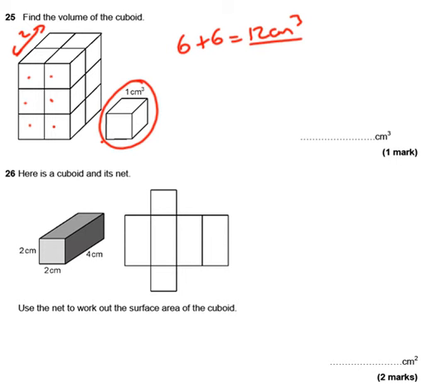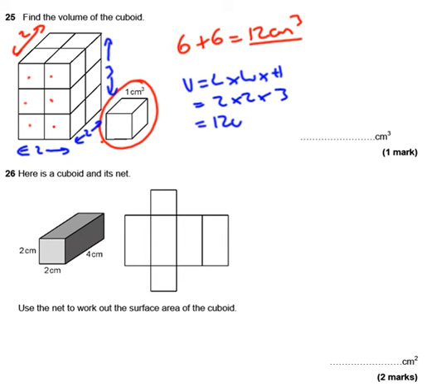Now if you used a formula to work out the volume of a cuboid, the formula that you would use is volume equals length times width times height. The length, width and height: there's 2 that way, there's 2 that way, and there's 3 that way. So you could do 2 times 2 times 3 in any order. 2 times 2 is 4, 4 times 3 is 12. So whichever way you did it, you should have got 12 centimeter cubed. Let's make that 3 a bit smaller so it looks like a cubed. So 12 centimeter cubed.